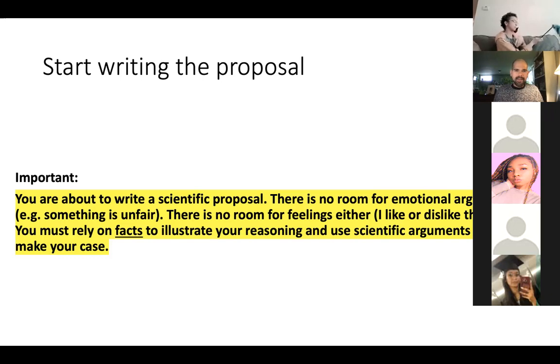All right. Again, you have to rely on those facts to illustrate your reasoning, and you need to make scientific arguments to make your case. It is okay to be passionate, but once you're dealing with scientific documents, your passion has to be moved by the facts that you're saying. All right. Any questions so far?